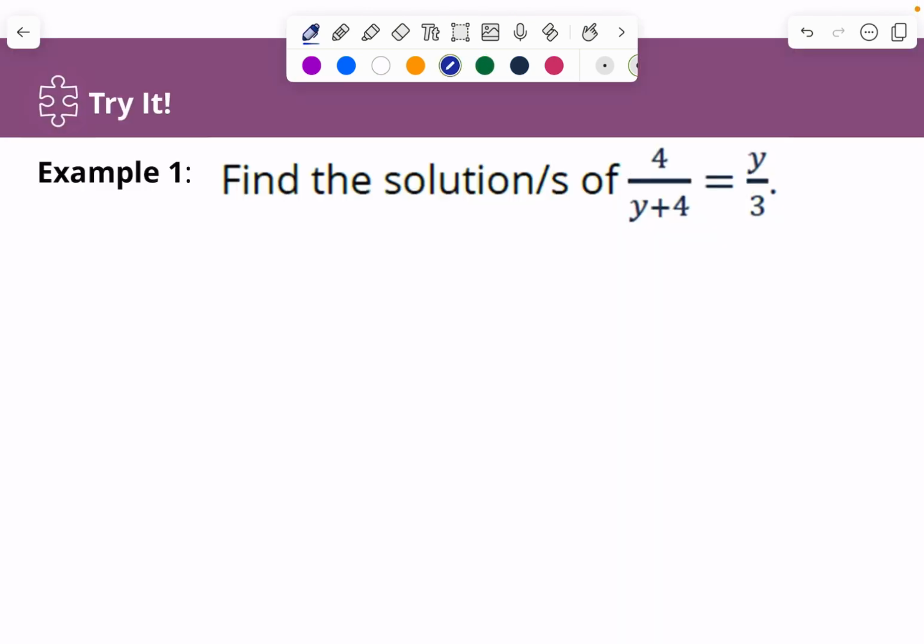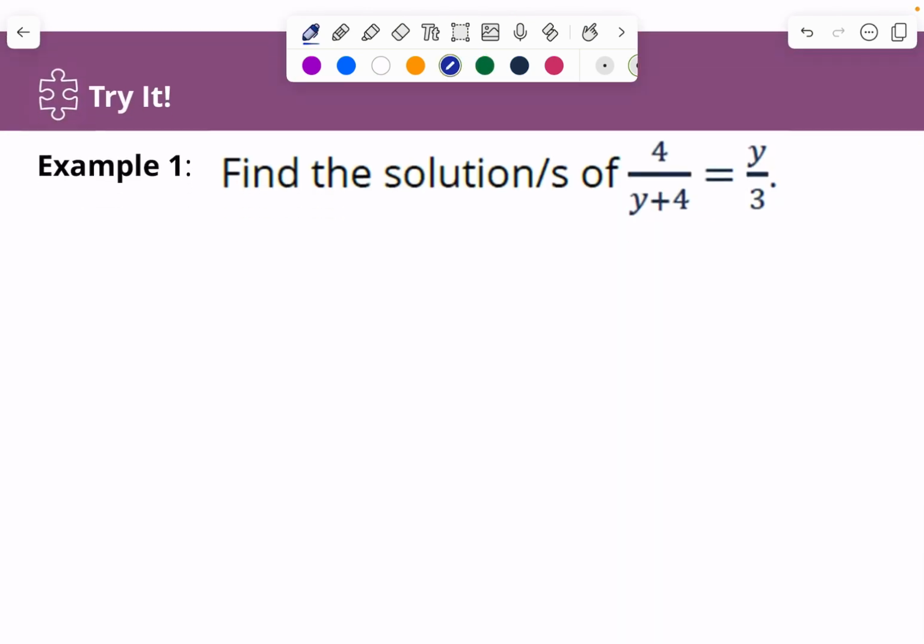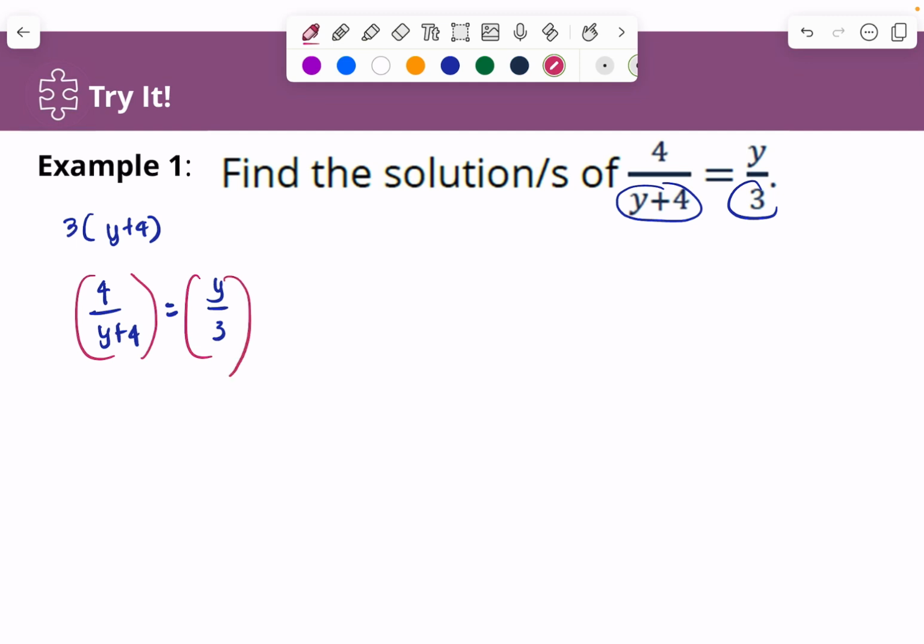Okay, next let's have this example. 4 over y plus 4 is equal to y over 3. Now what's the first step? Okay, that's right. You're going to find your LCD. So your LCD will be, okay, that's correct, 3 times y plus 4. This is your LCD. Now, after getting your LCD, what are we going to do next? Okay, that's correct. We're going to multiply both sides by your LCD. So, 3 times y plus 4 and then 3 times y plus 4.